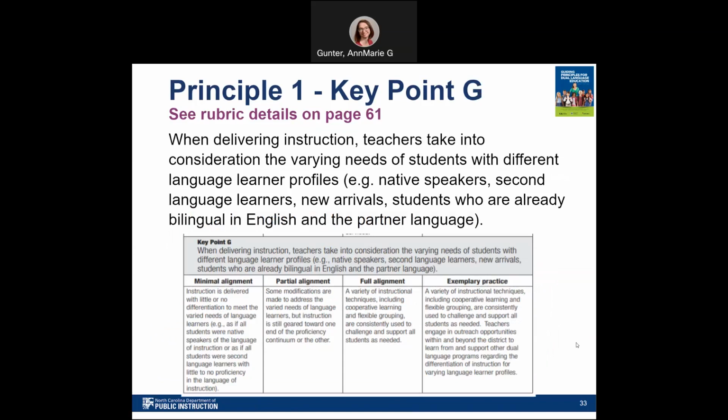Key point G for Principle 1 is, when delivering instruction, teachers take into consideration the varying needs of students with different language learner profiles. For example, native speakers, second language learners, new arrivals, students who are already bilingual in English and the partner language, and so on. Again, we're considering what assets students bring to our classrooms and how you consider that with differing needs when you're thinking about English language acquisition and the acquisition of the DLI program language.